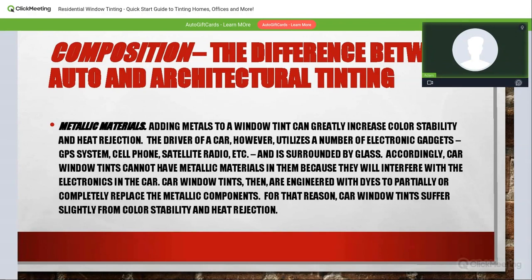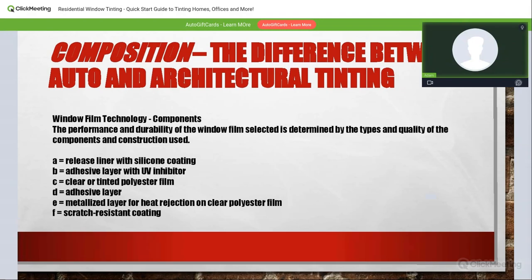Auto film is going to last about 10 to 15, or sorry, residential film will last about 10 to 15 years because it has that metal base in the film.